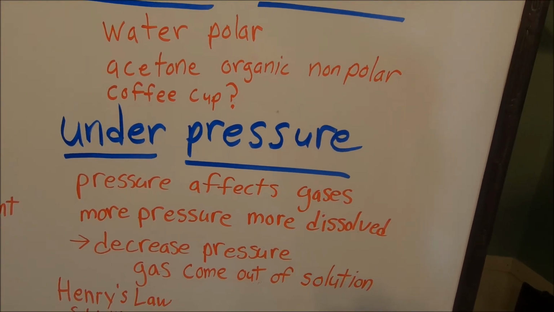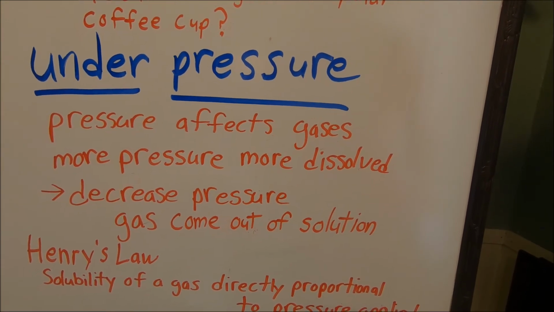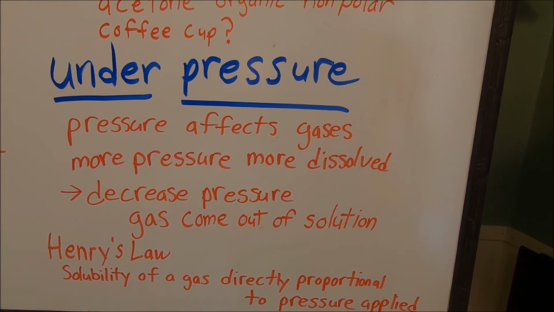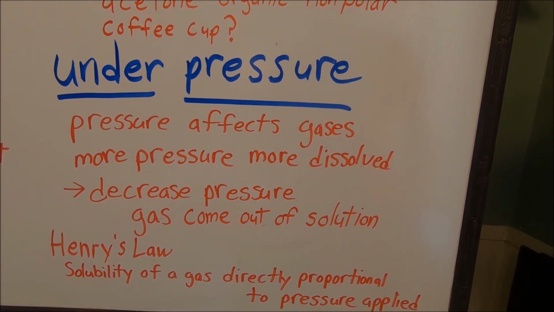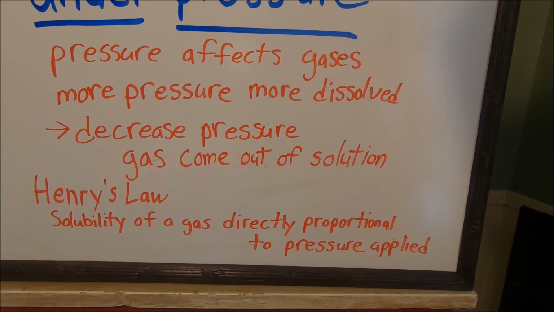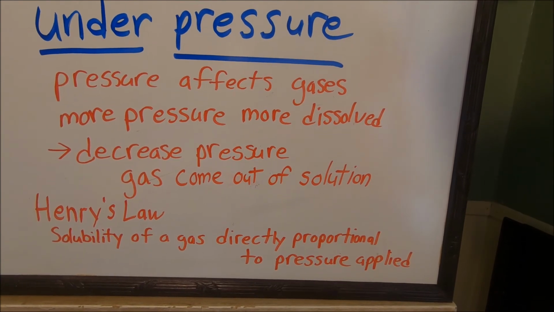And finally, our last one, using that syringe: the idea that pressure affects gas. The more pressure, the more you can dissolve. By decreasing the pressure, by increasing that volume, the gas came out of solution. We deal with that as Henry's law: the solubility of a gas is directly proportional to the pressure applied to it.